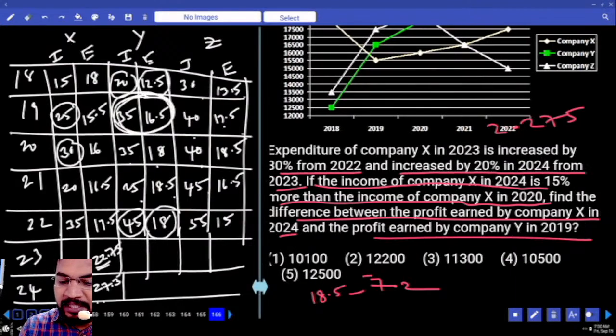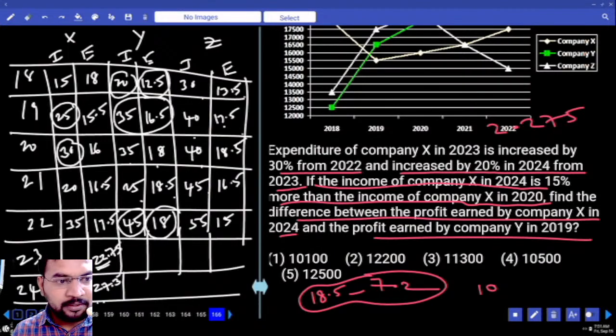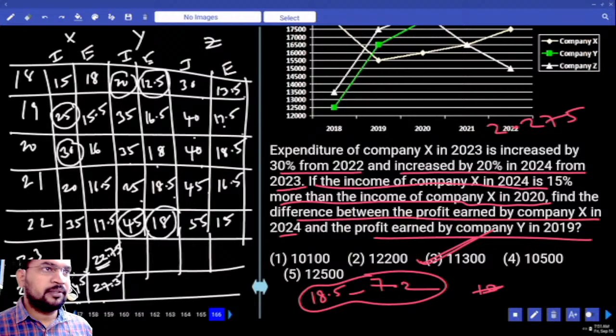So now they are asking the difference of these two: 18.5 and 7.2. The difference is how much? 11.3. So which option is there? Option 3, 11.3, in terms of thousands.